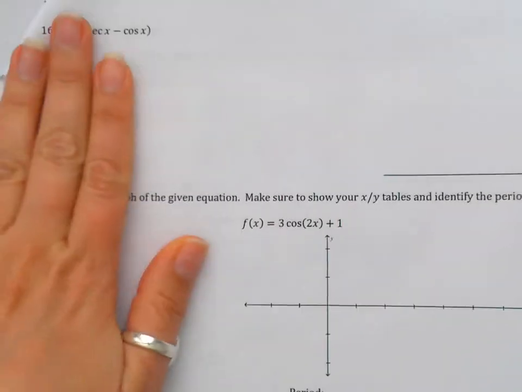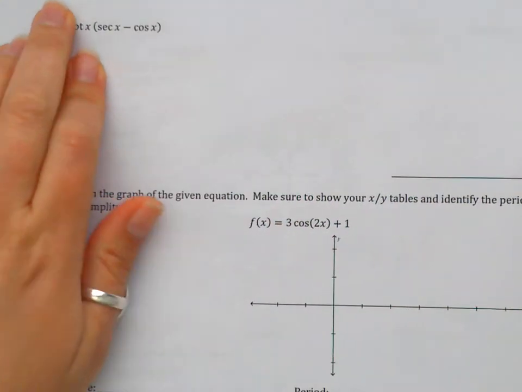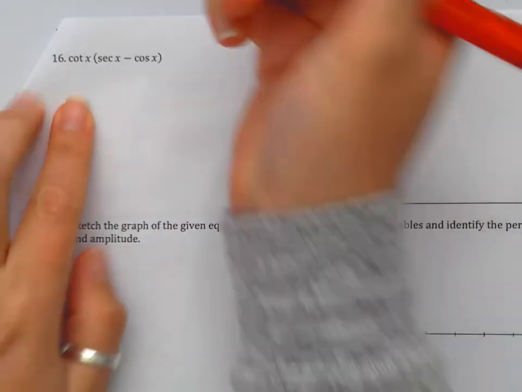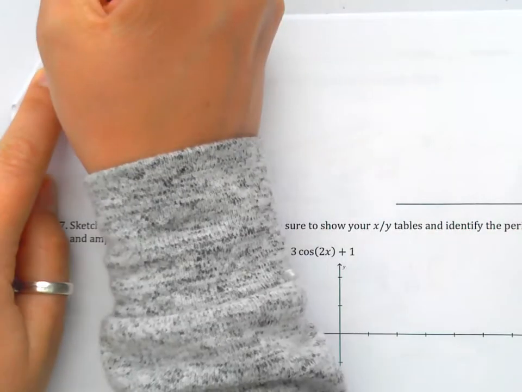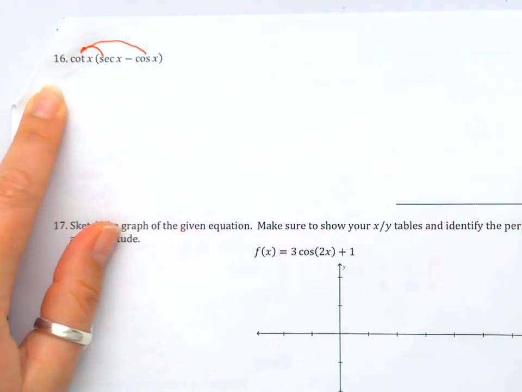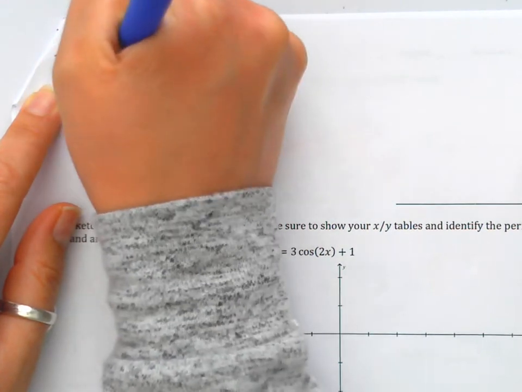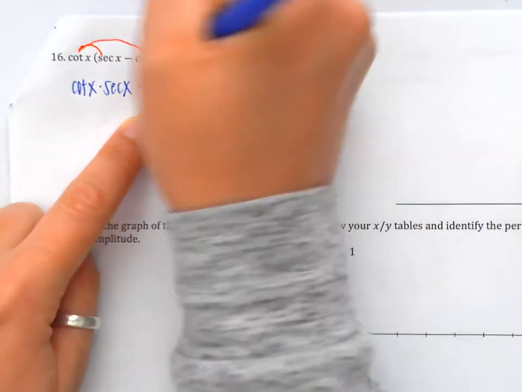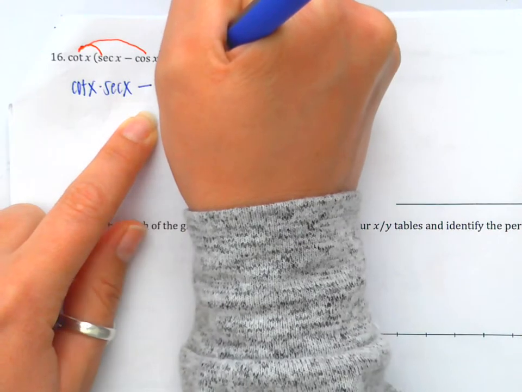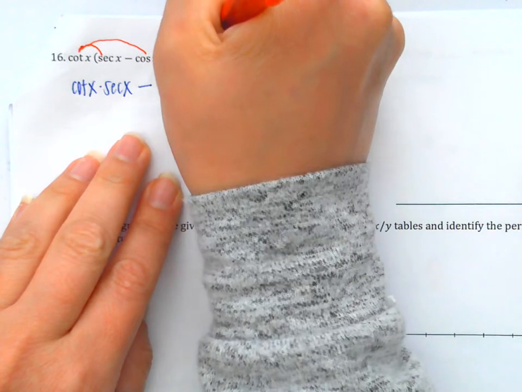Okay, so the last one we're going to do with identities is 16. Okay, so this one seems a lot, and this is a little bit different than what we've done before. But what I am going to do is, first, we have these parentheses. I'm actually going to just distribute cotangent to both of those. So it's going to be cotangent x times secant x minus cotangent x times cosine x. So my first step, all I did was distribute.